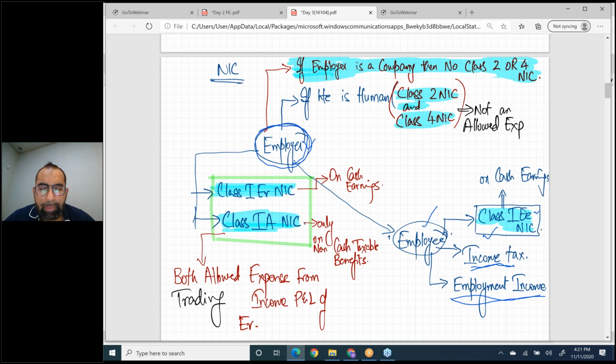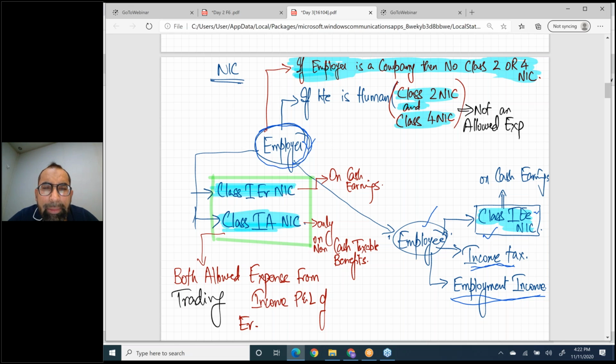For example, I am an employer and I have 5 employees. So first I'll calculate the class 1 employer NIC of all those five, and I'll add all those NICs of those 5 employees, and one time I'll deduct 3000. That's the relief. And this relief is only for class 1 employer NIC, not for class 1A NIC.